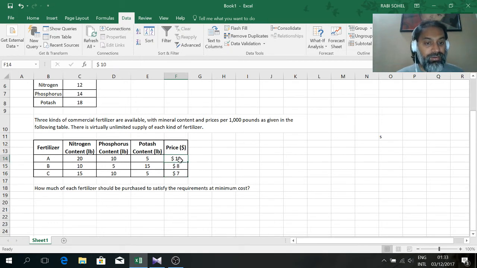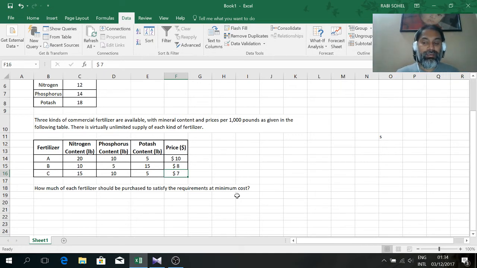Each pound of fertilizer A costs about $10 here, each pound of fertilizer B costs about $8, and fertilizer C costs about $7. The prices are per 1,000 pounds, as you can see given here. And now the question is, what should you order? How much of each fertilizer should be purchased to satisfy the requirements at minimum cost? So our goal, our objective here, is to minimize the cost.